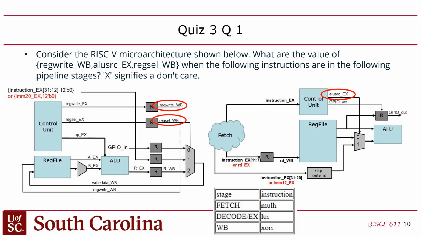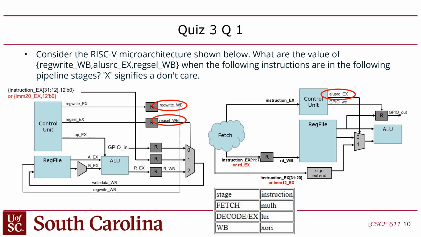So I ask for Reg Write WB, ALU Source EX, and Reg Select WB. In order to solve this, Reg Write WB is basically asking: does the instruction in the write back stage write a register? And the XORi does, so that would be a 1. And then ALU Source EX is asking, for the instruction that's in the EX stage, what is its ALU source? Is it a register or an immediate?